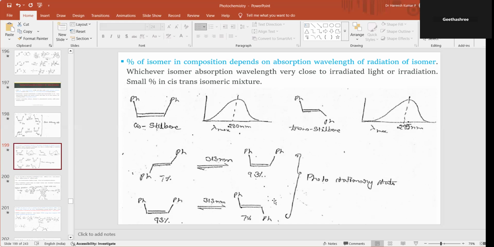This indicates that photochemically, the cis one will be the major one. That means trans can be converted into cis. Cis conversion to trans is only a little, a lesser percentage. I will go to the next slide.